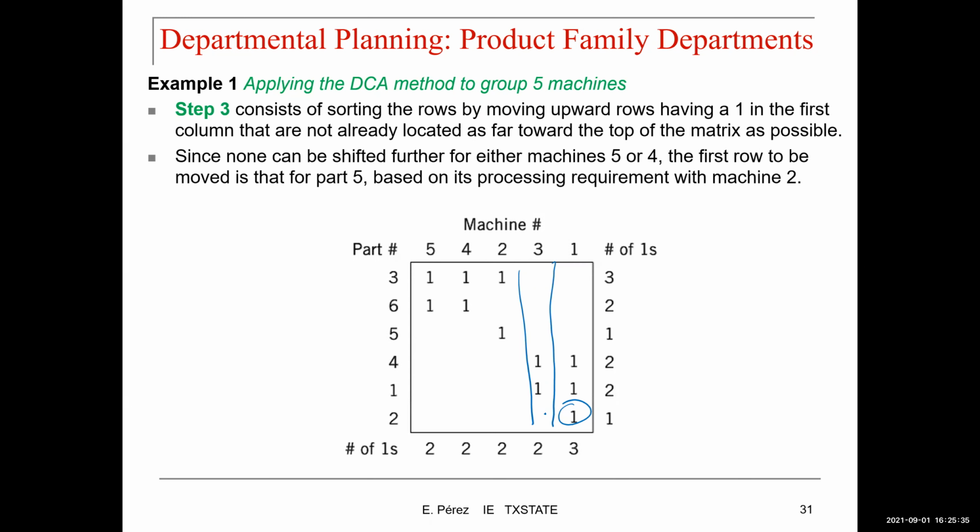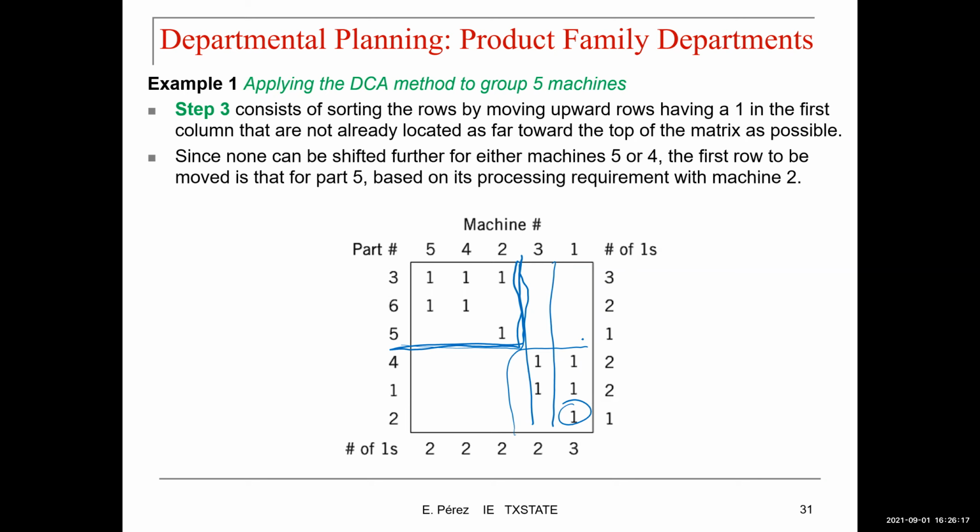How do I know that? Because this group right here is not interacting with machines 3 and 1. They're only using machines 5, 4, and 2. So I can tell, parts 3, 6, and 5 are only produced by 5, 4, and 2, so I can group them in a cell. Okay, I can create a cell to produce those parts. And this group right here is only using machines 3 and 1, so I can have another cell which will be in charge of parts 4, 1, and 2.